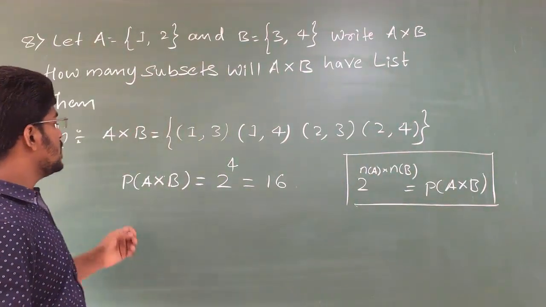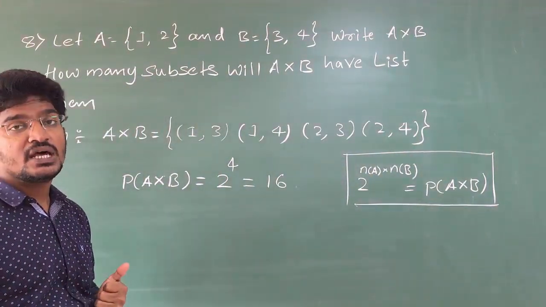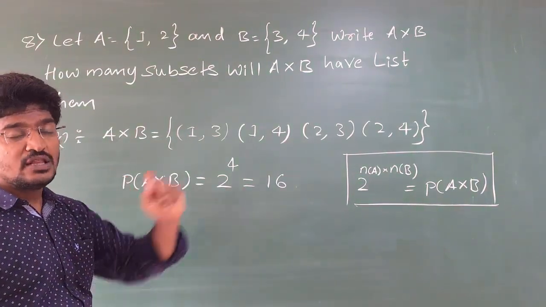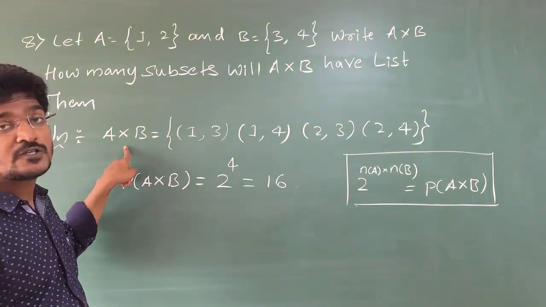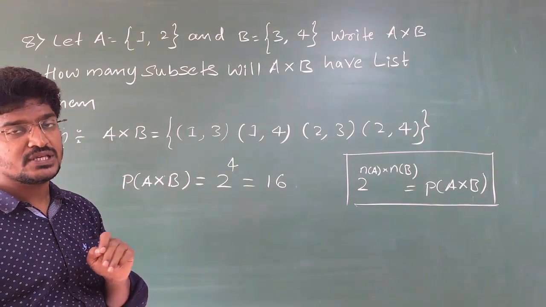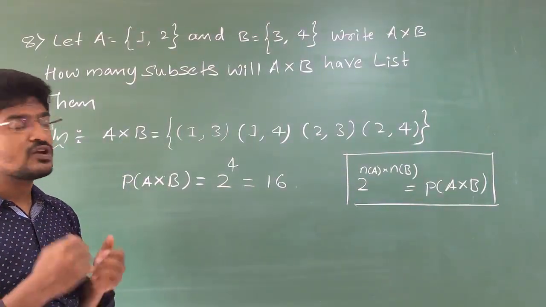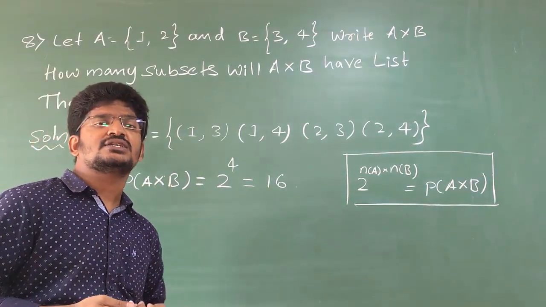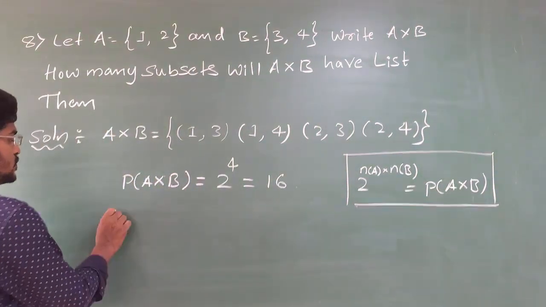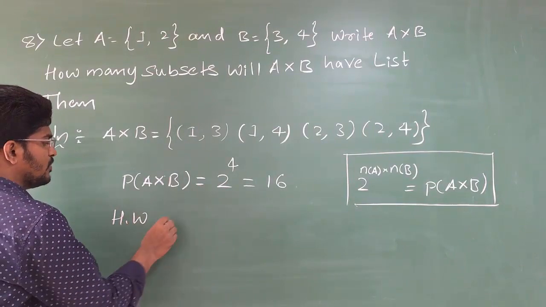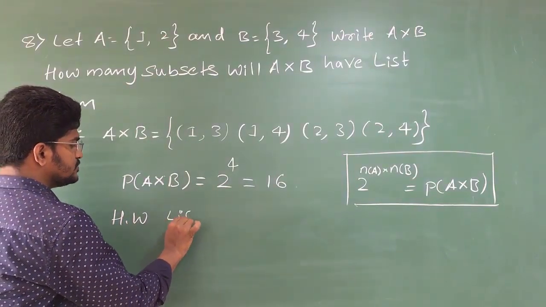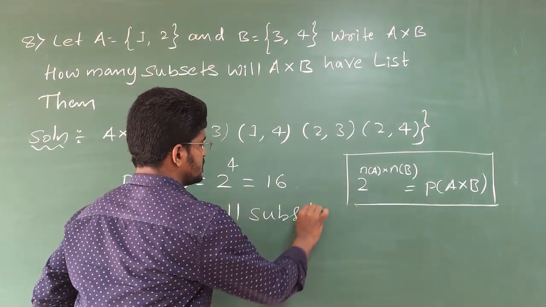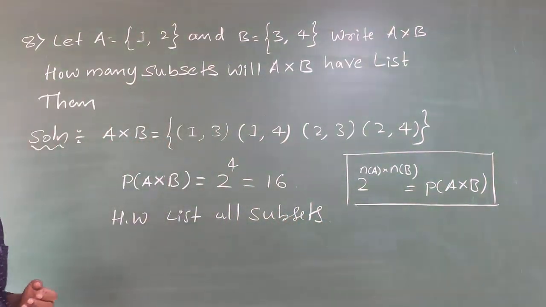Now we got 16. That means 16 is the number of subsets of A cross B. I will write some examples. You list all 16. I will not write all 16, I will write only some. You write the remaining as your homework. Homework will be: list all subsets.